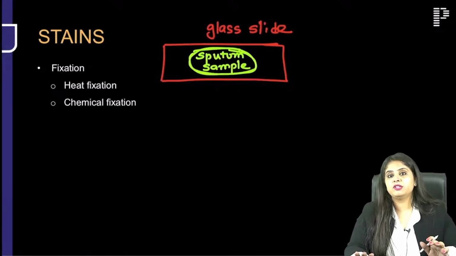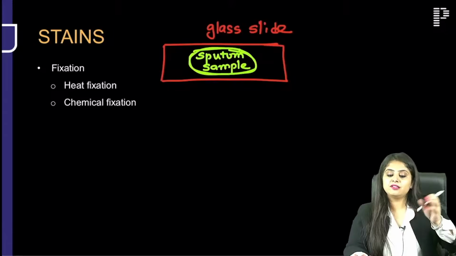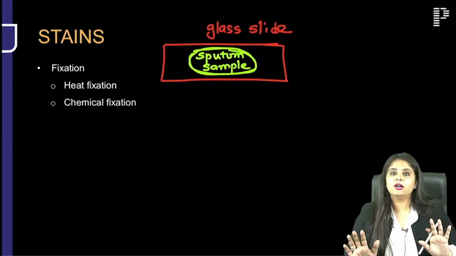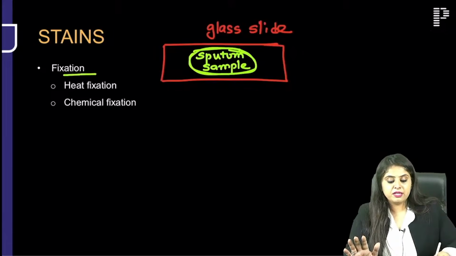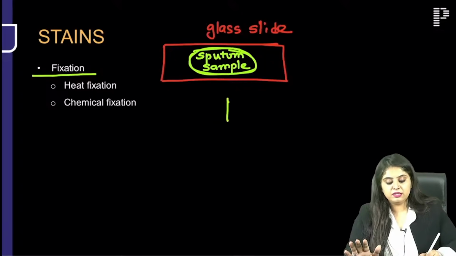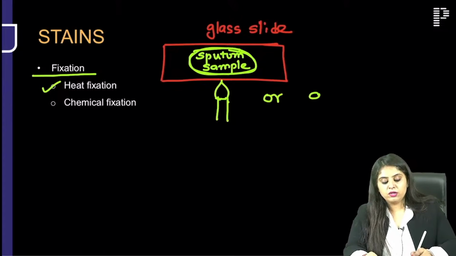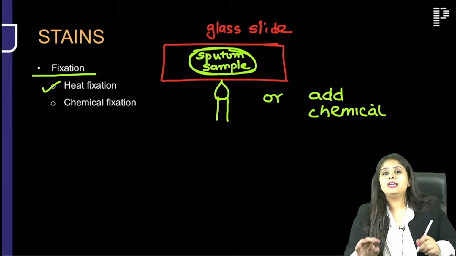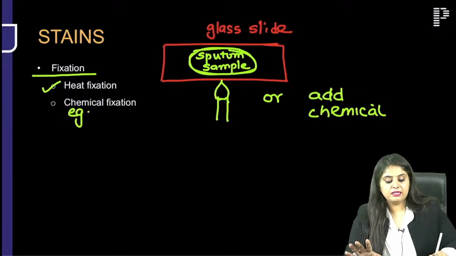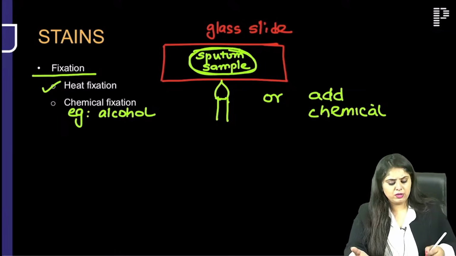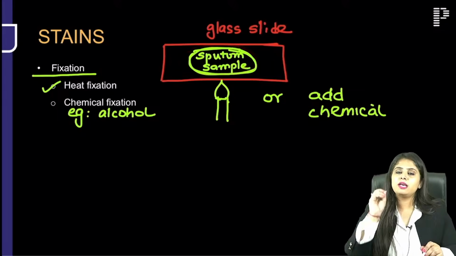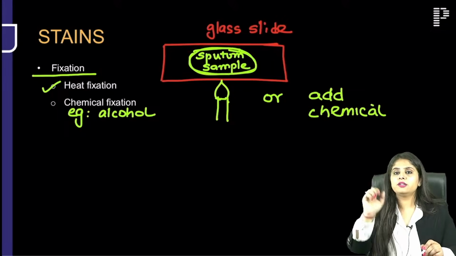After the sputum sample was added, do you think after this you will add some red, blue, yellow, green color and it is done? No. The first step that you will have to do is fixation. Either you are going to heat the slide, that is known as heat fixation, or you are going to add some chemicals. Usually alcohol is added, for example. Why are you doing it, ma'am? You had put a sputum sample. Why didn't you directly put yellow, blue, green colors and look at it under the microscope?